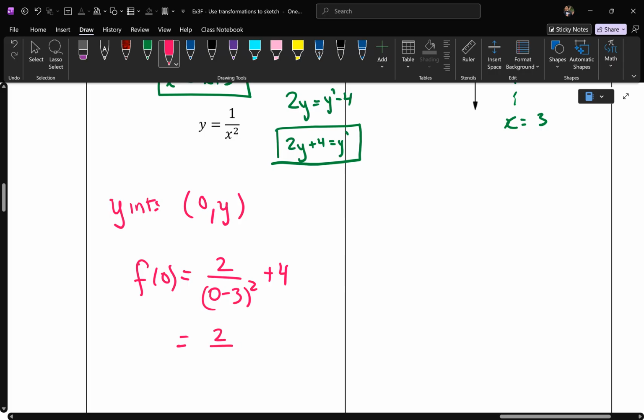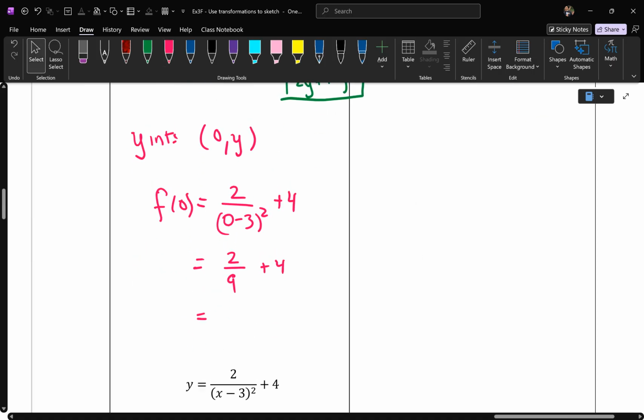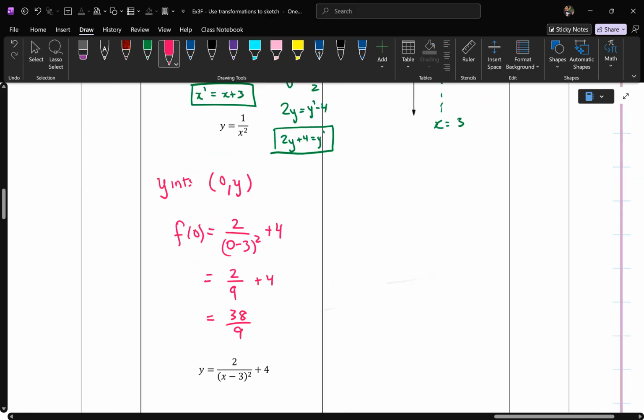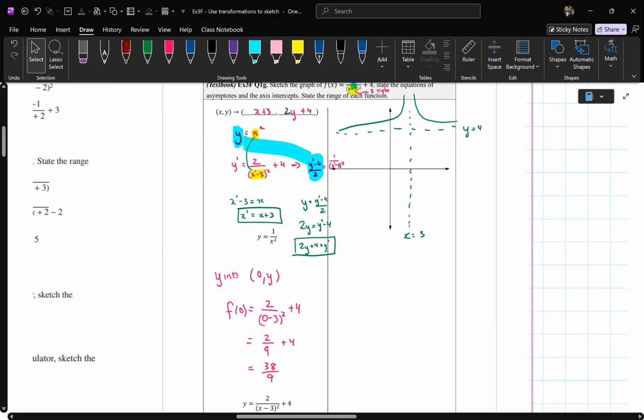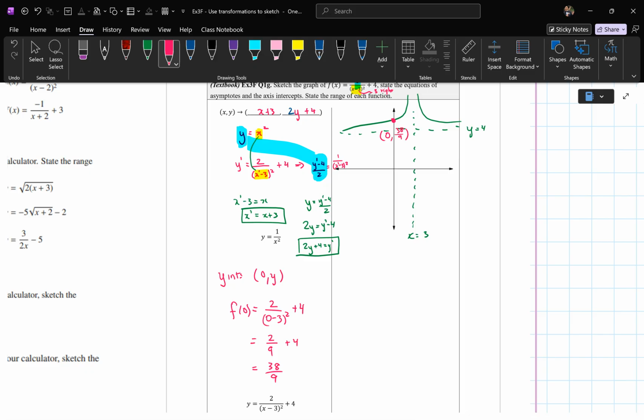So 2 over negative 3 squared is 2 over 9, plus 4. 9 times 4 is what? 36. 36 plus 2 is 38, so 38 on 9. Okay. And there we go. So we know this coordinate up here is (0, 38/9), or you could say 4 and 2 ninths. So I've got my equations of asymptotes labeled. I've got my y-axis intercept labeled.